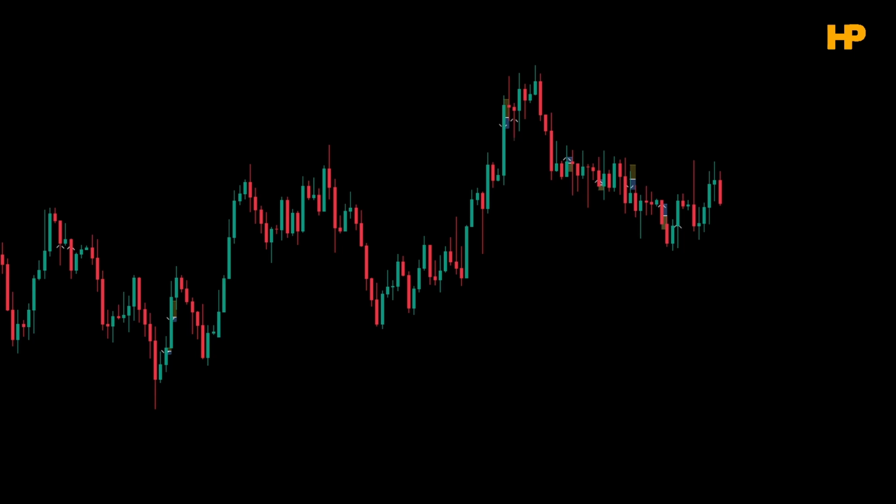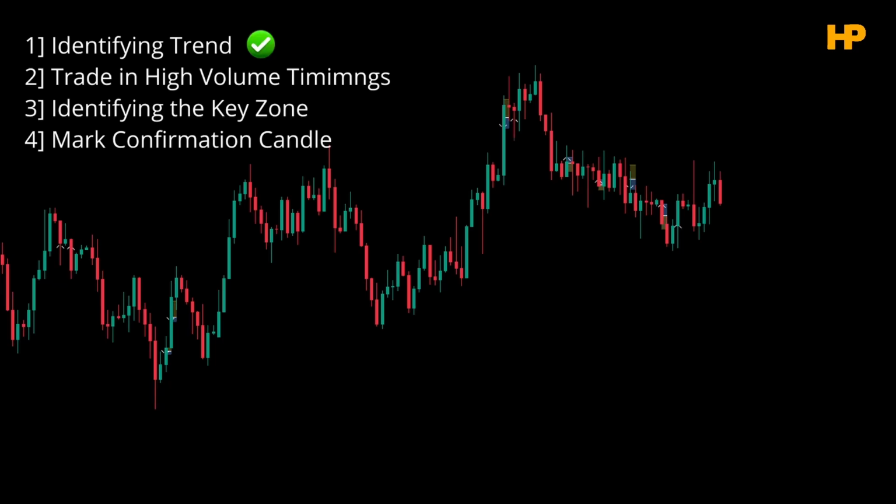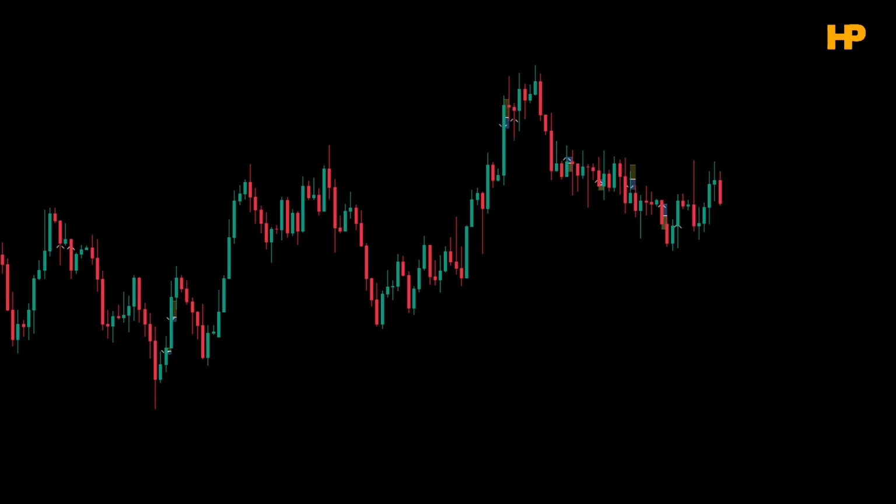I think this is the best time to look for the entries. So our second rule, trade in high volume timings, is satisfied. Now identify the key zones. As you know, this is our recent resistance and this is our recent support.